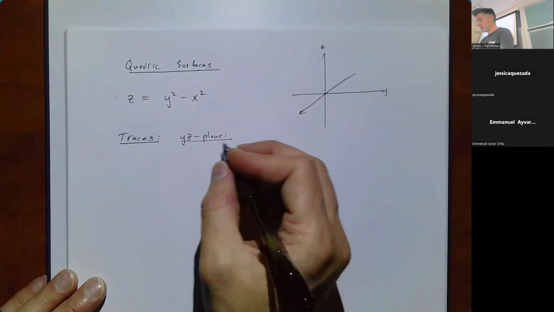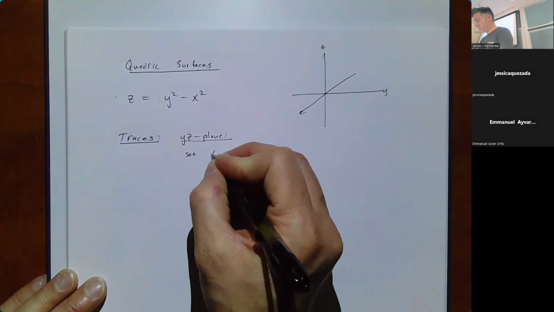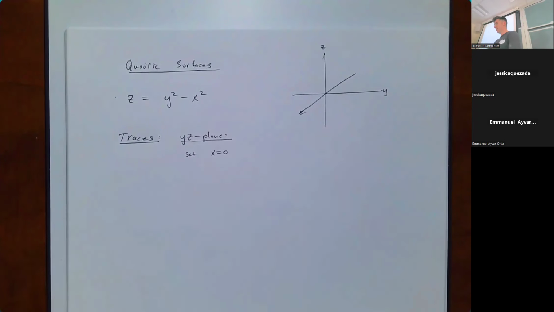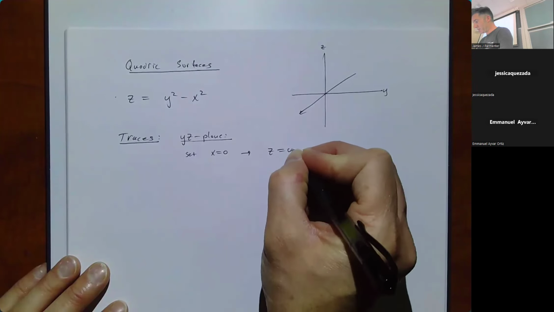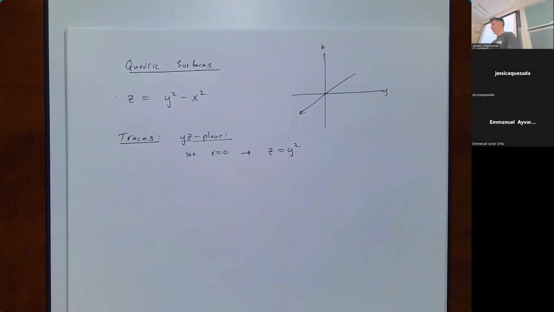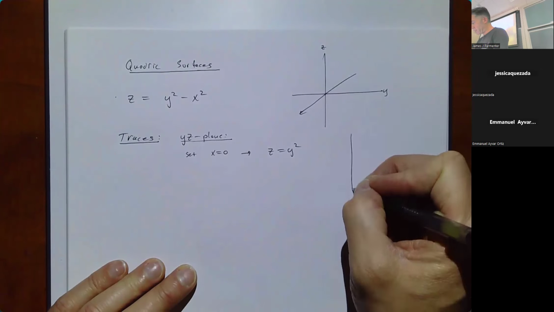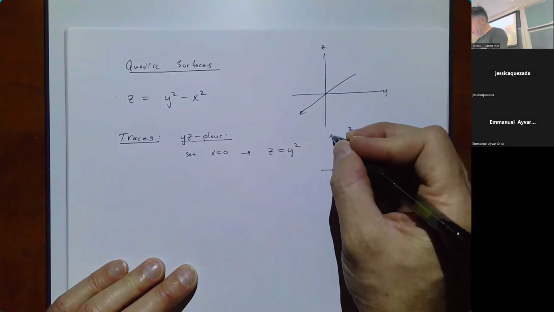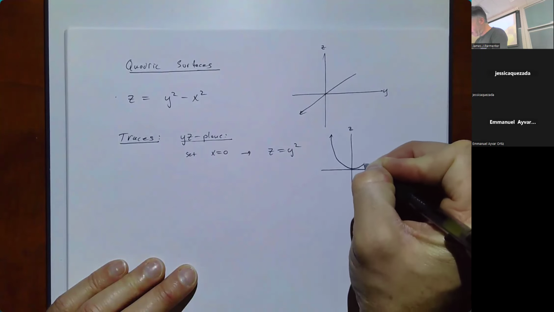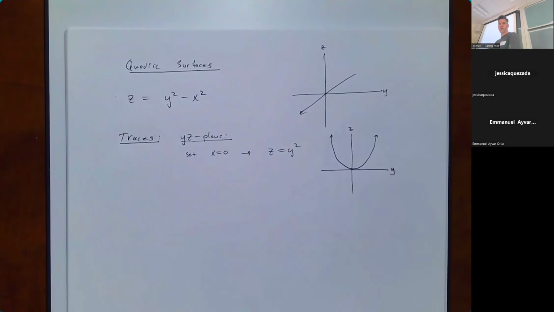So in the YZ plane, we're setting the missing variable equal to 0. And we're going to get z equal to y squared minus 0, which is just a parabola in the yz plane. We've got this upward opening parabola whose vertex is at the origin.